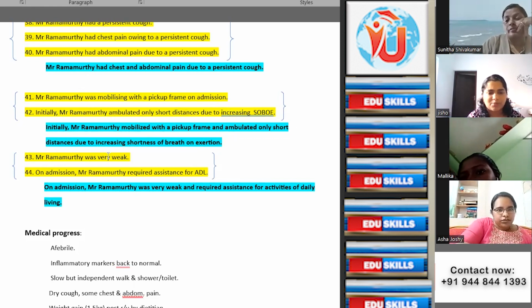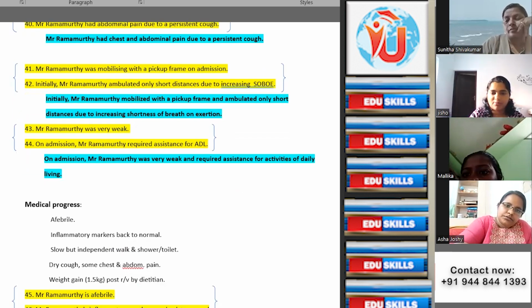Next one, Mr. Ramamurthy was very weak. On admission, Mr. Ramamurthy required assistance for ADL. So here we can write it as: on admission, Mr. Ramamurthy was very weak, and here the conjunction and is used, and required assistance for activities of daily living. So I hope it's clear to you.